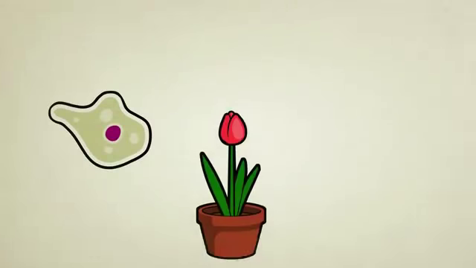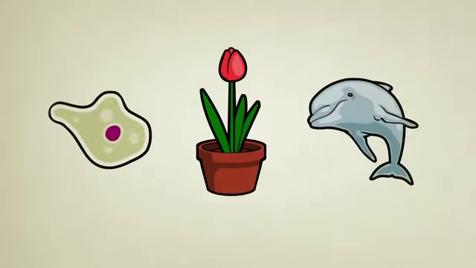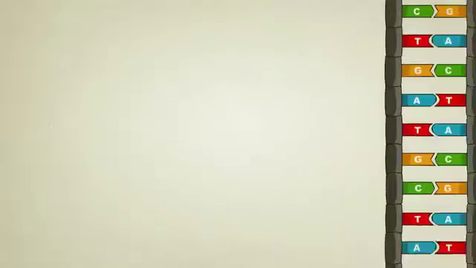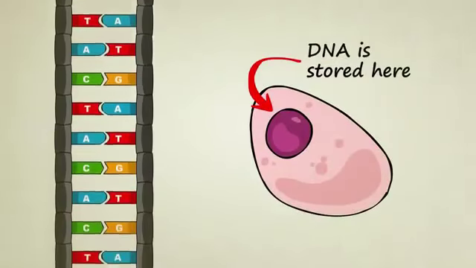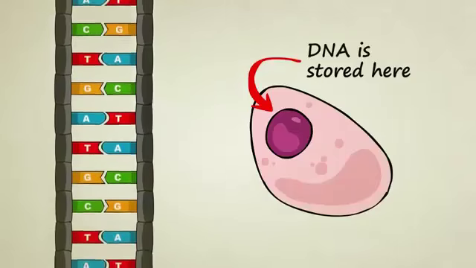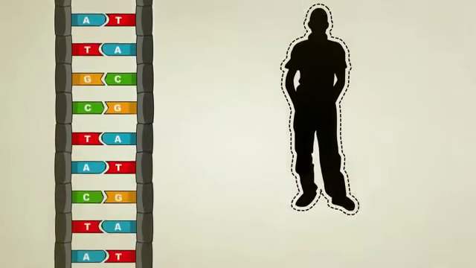All healthy living things, from single-celled amoebas to flowers to dolphins, are capable of reproduction. We have children, we make copies of ourselves. We do this by duplicating our DNA and passing that DNA on to future generations. DNA is a chain-like chemical stored inside each one of your cells, which tells them how to grow and function. Your DNA contains coded information on how to build you.